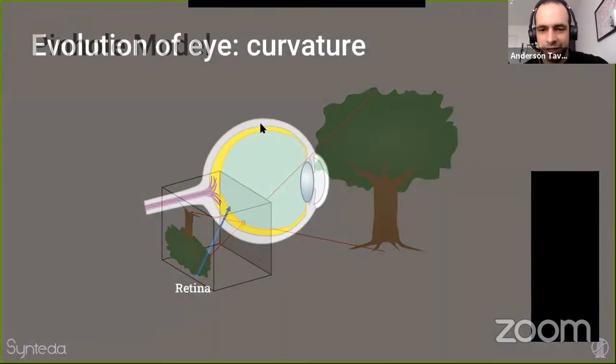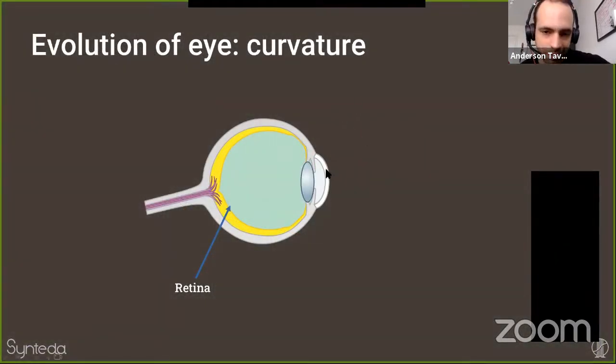Just one observation here. It's not the lens that is responsible for curving the light into a specific point of the retina. It's the cornea itself that has this role, this function, because of the different refraction indices between the air and the liquid behind the cornea, which is called the humor.